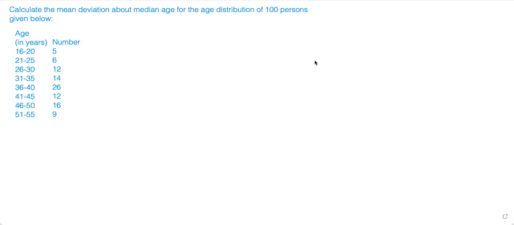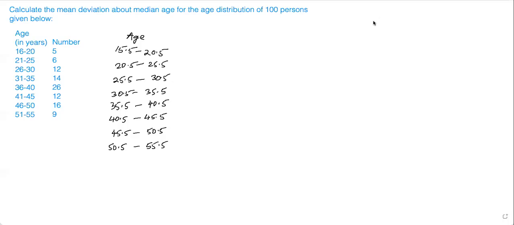from the lower limit and adding 0.5 to the upper limit of each class interval. And the table formed here is: so this is age. Let us look at numbers. Numbers are the same, so numbers 5, 6, 12 and so on, and cumulative frequency, that is CF.